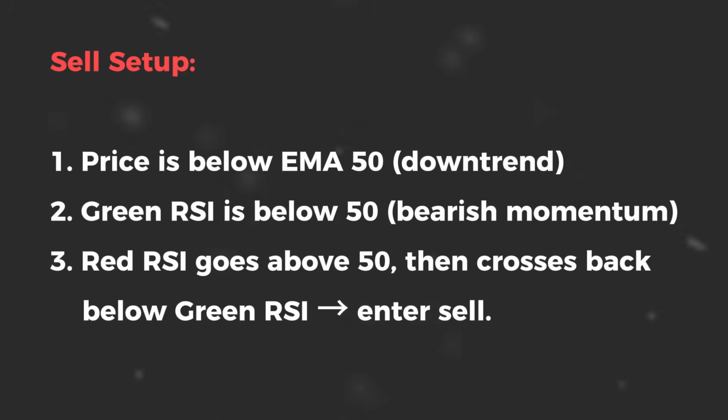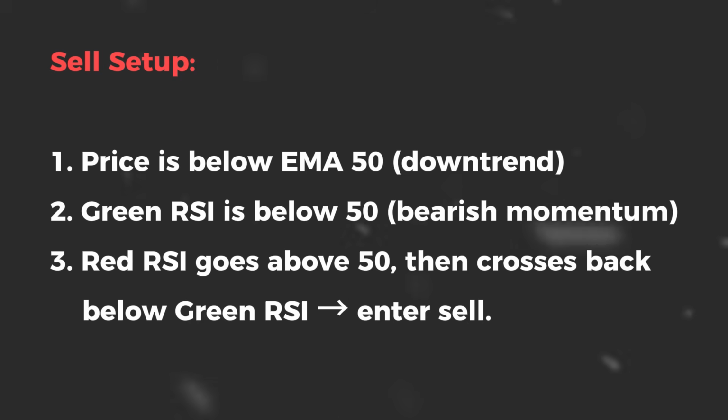For a sell setup, the logic is the opposite. The price should be below the EMA 50, indicating a downtrend. Then the green RSI needs to be below 50, confirming bearish momentum. Then look for the red RSI to rise above 50 during a pullback and then cross back below the green RSI, while the green RSI remains below 50. That's your sell entry signal.